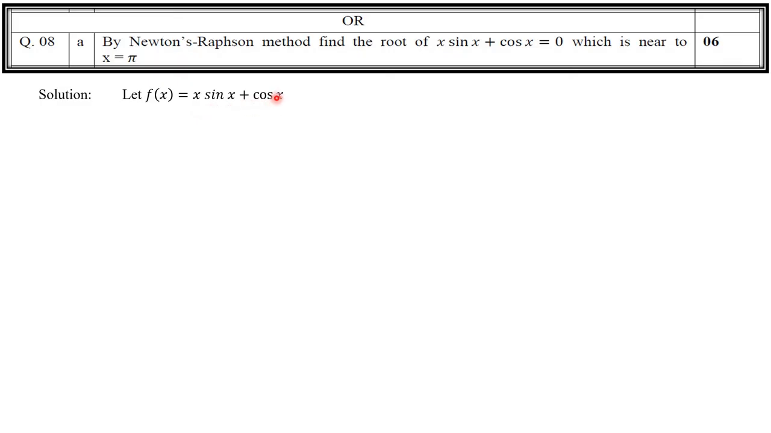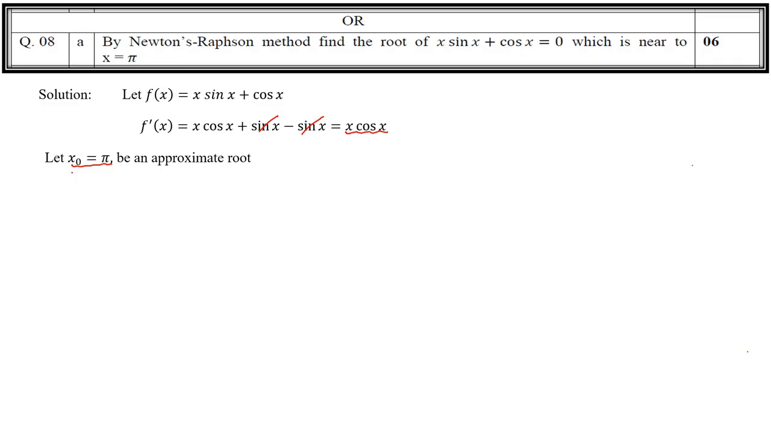To find by Newton-Raphson method, we require f dash of x. I will find the derivative of this function. The derivative of x sin x, you should apply the product rule: x into derivative of sin x is cos x, plus sin x into derivative of x is 1, plus derivative of cos x is minus sin x. So minus sin x plus sin x get cancelled. These two terms get cancelled. You are left with x cos x. That is f dash of x.